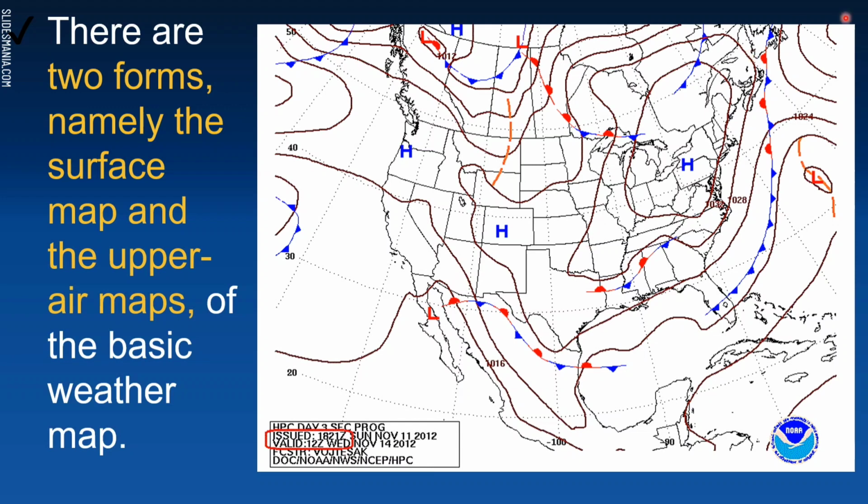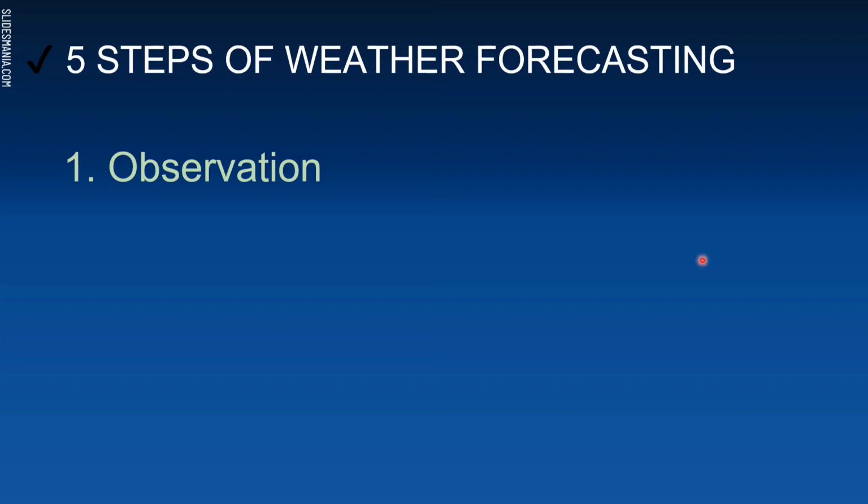Okay, and so weather forecasting also comprises 5 steps as follows. Again, 5 steps of weather forecasting. We have observation.